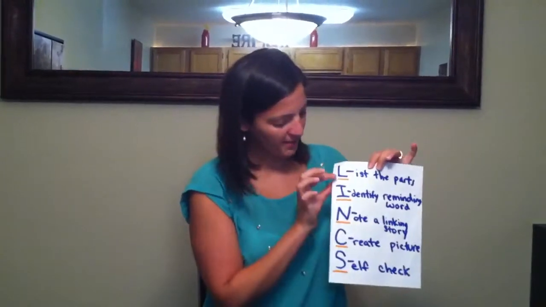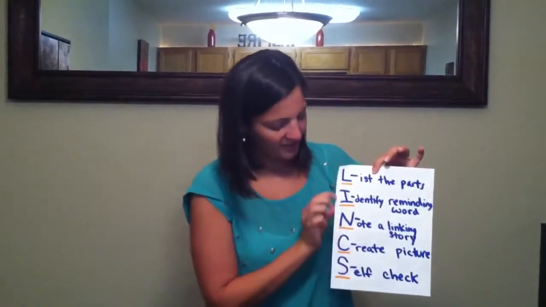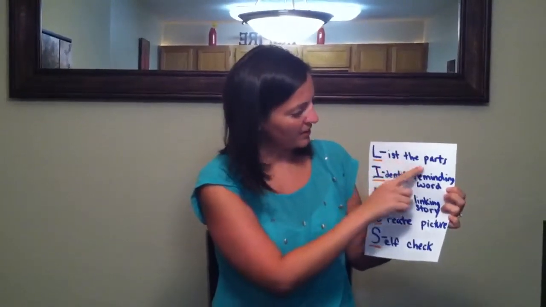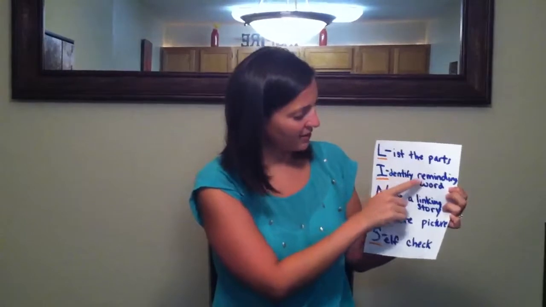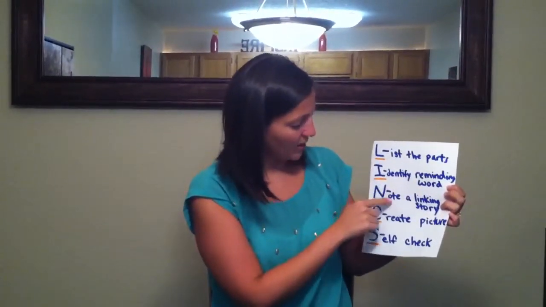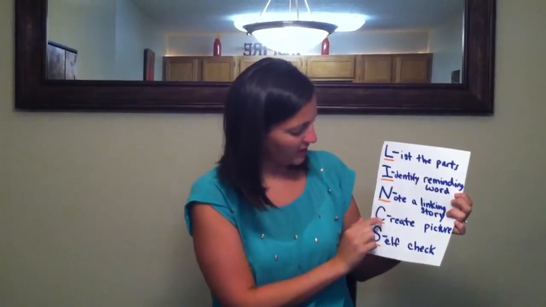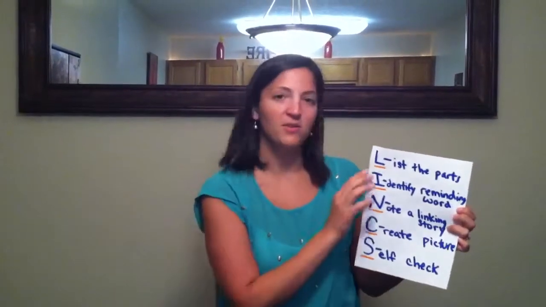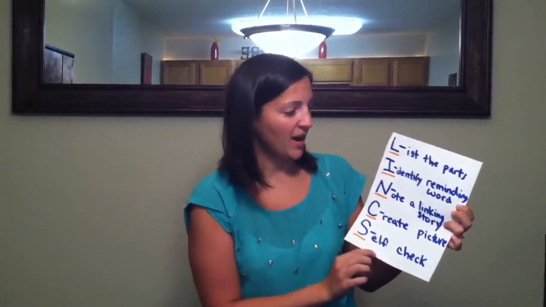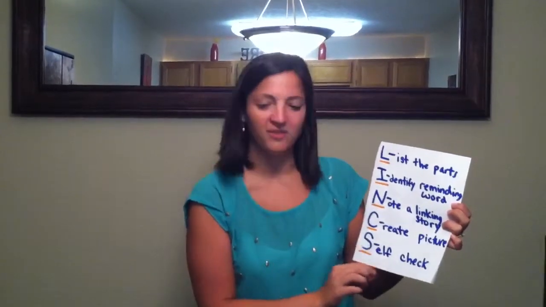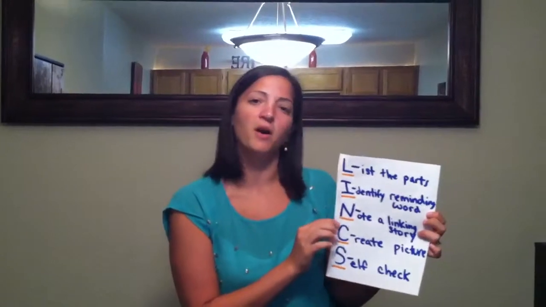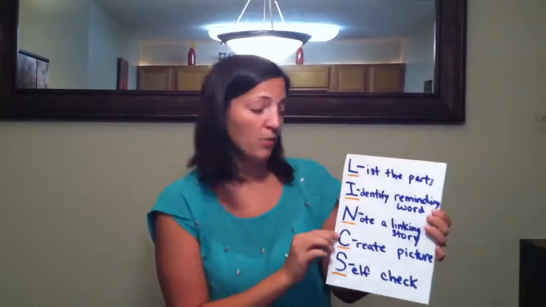and it's spelled L-I-N-C-S. Now, first, LINCS, L means list the parts, I, identify reminding words, N, note a linking story, C, create a picture, and S, self-check. So I'm going to take you through each of these steps. And the LINCS vocabulary strategy is going to help you learn how to remember a word, a vocabulary word.